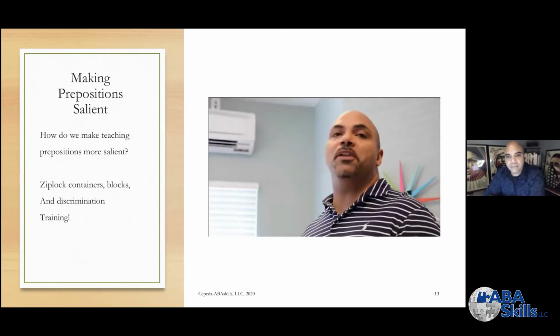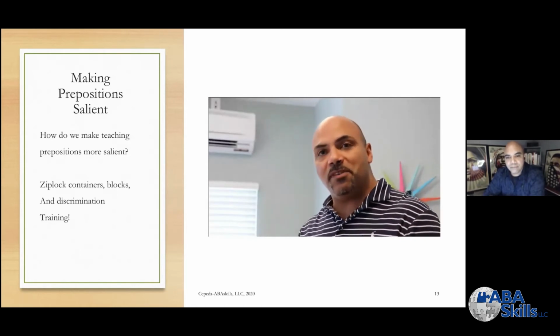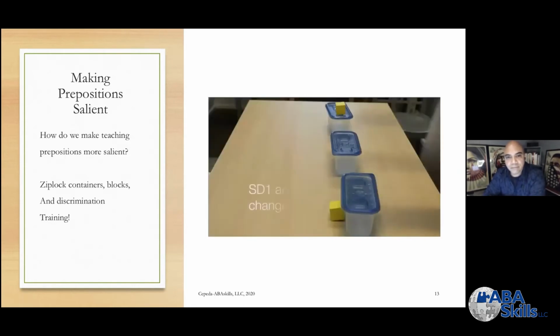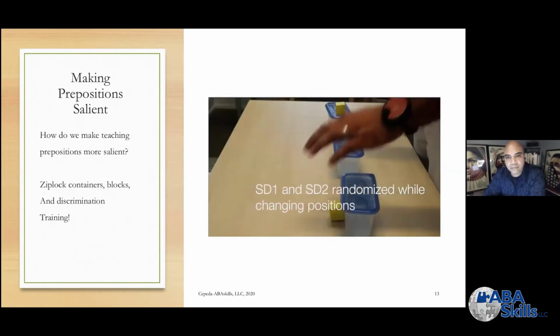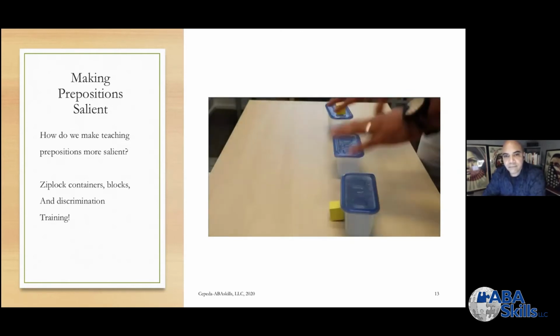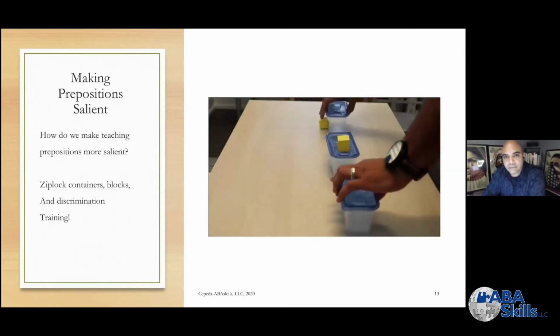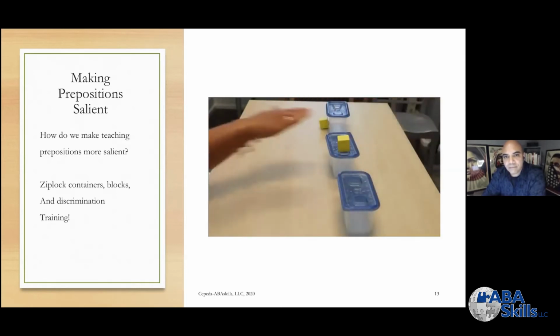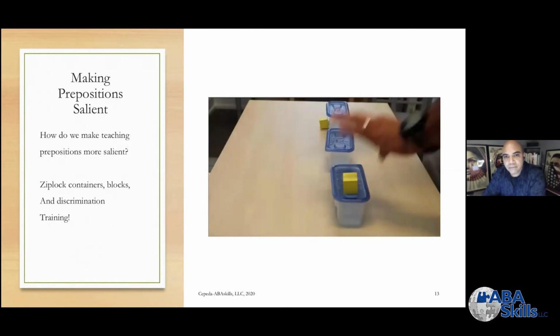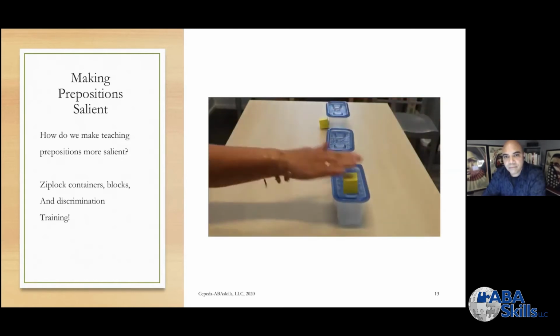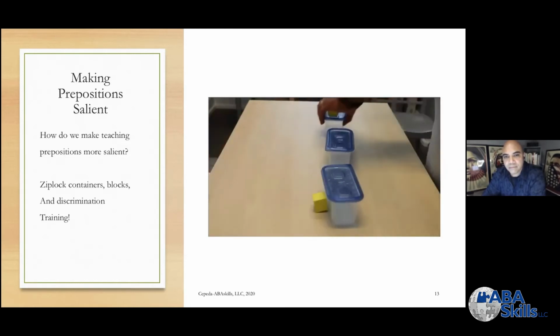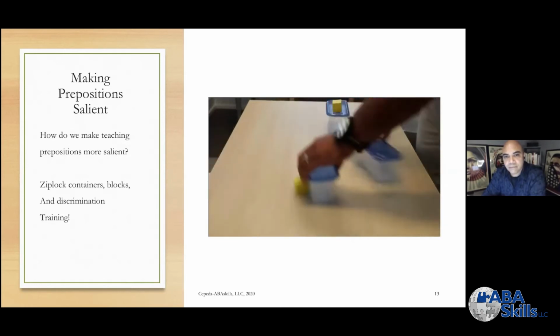So next, we're going to do both, randomize the target and the position. Our learner is now ready for SD1 and SD2, randomizing the target and the positions. Touch in front. Very good. That's what I like to see. That's touching in front. Touch on top. Fantastic. Very good. Touch on top. That's very good working. Excellent touching on top. Touch in front. Very, very good.